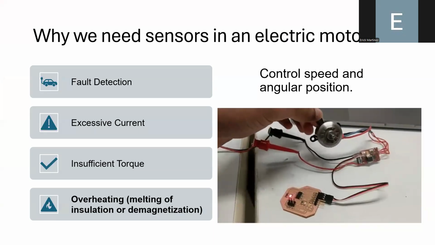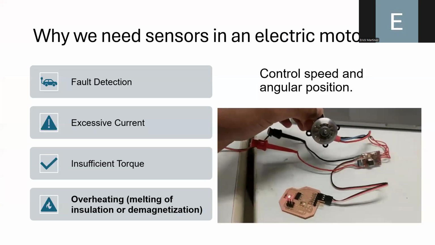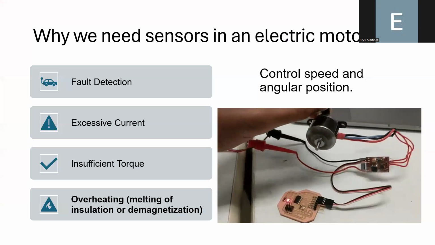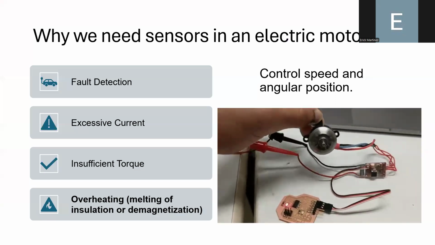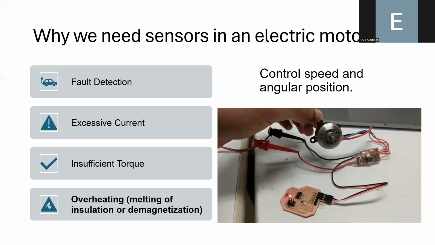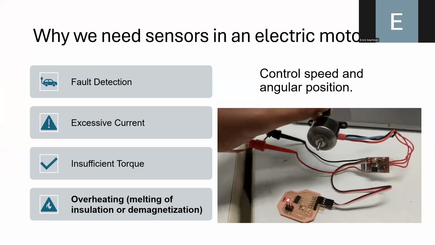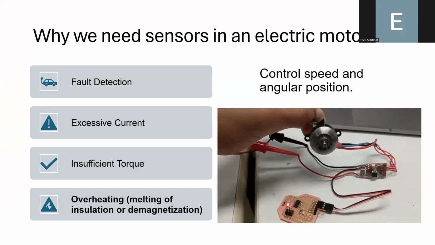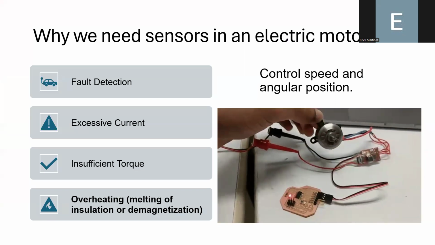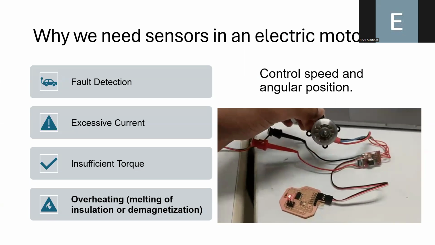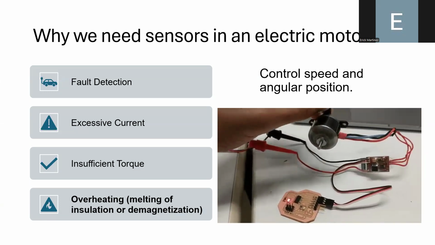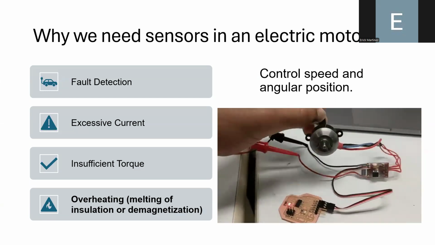So first, I want to discuss why we need sensors in an electric motor. We can classify this need in 2 points. First, we want to control the speed and the angular position of the motor. Now, in order to monitor if the speed is reaching the velocity that we want, we need to monitor that speed. And to do that, we can use a sensor that is called an encoder.